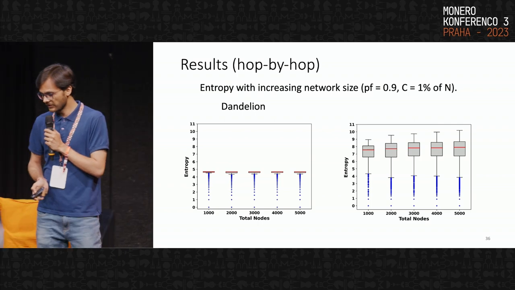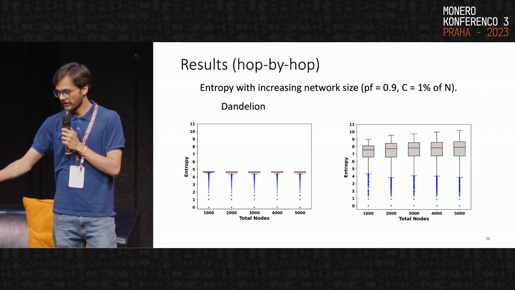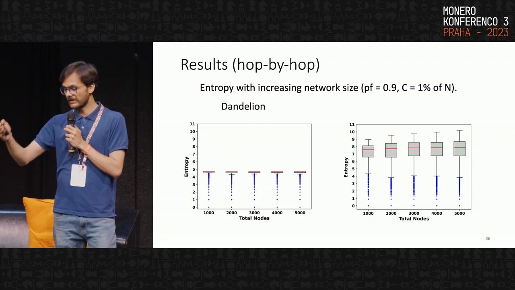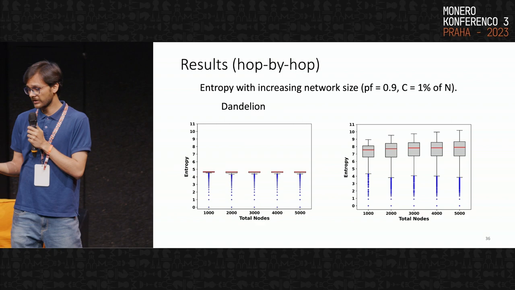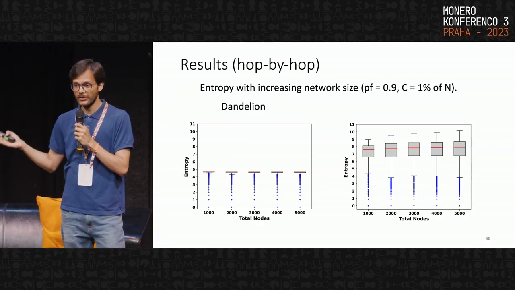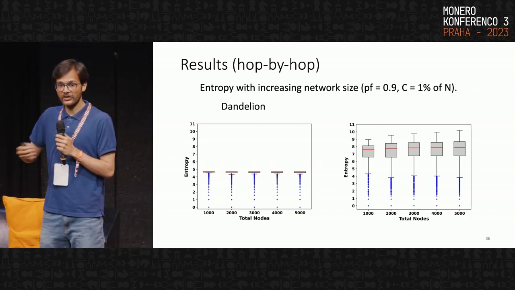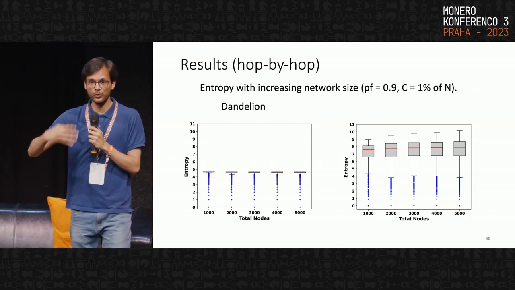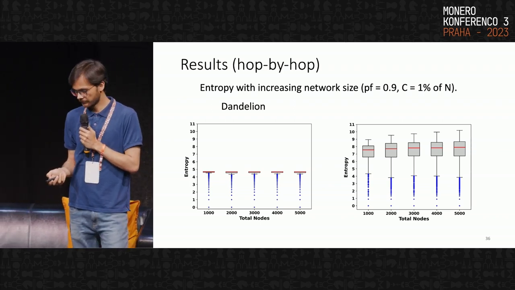In this case, what you observe is that even when we kept increasing the network size, on the x-axis, on the y-axis, you can see that the entropy is not increasing. And what that essentially means is, even if you keep increasing the size of the network, you will not be able to increase your anonymity, which should have been the case. If more users are joining the network, then you should have more doubt among more users. But this is not what we observed from our analysis.